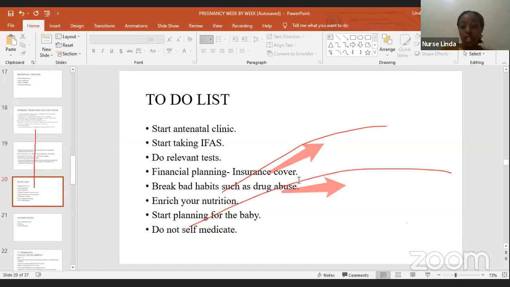The woman needs to start planning themselves, including financially. They need to get a cover. Here in Kenya, we have what the government has started, the Linda Mama program. So every woman who does not have an insurance cover, you don't have an NHIF or the other commercial covers, Linda Mama is available for our Kenyan women. So it's at this point the woman needs to start planning themselves.